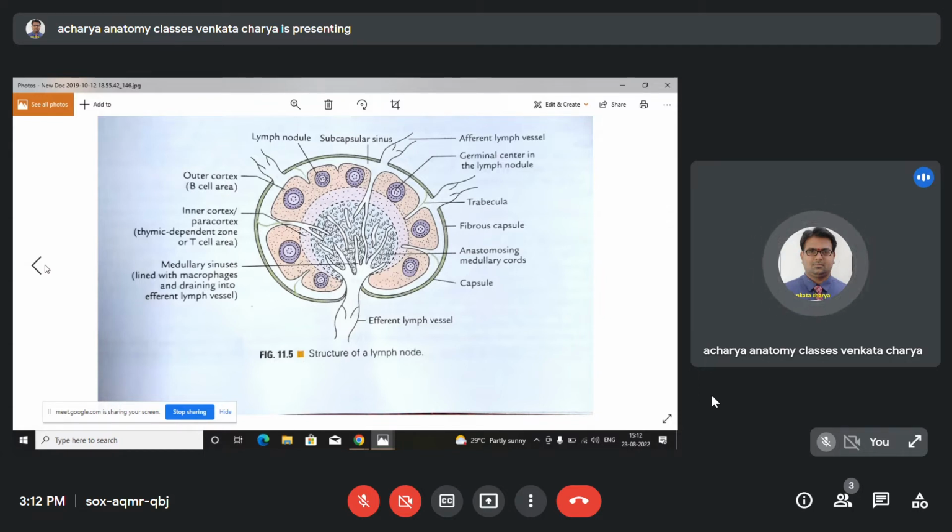Next, whenever we look under the microscope, near the germinal center we get 25% nucleus and 75% cytoplasm. Cytoplasm 75% only, and 25% nucleus present in the germinal center.